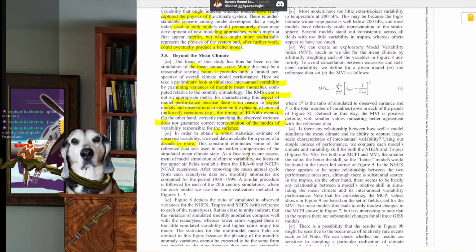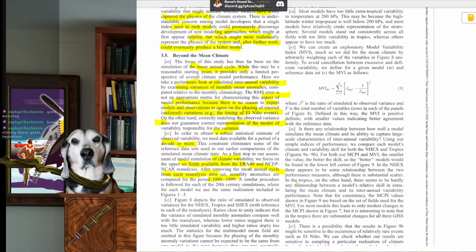As a first step, our assessment of model simulation of climate variability, we focus on upper field. Sure, don't care about the specifics of what they're focusing on. After removing the mean annual cycle from each reanalysis dataset, monthly anomalies are computed for the periods of 1980 to 1999. Similar procedure was followed.